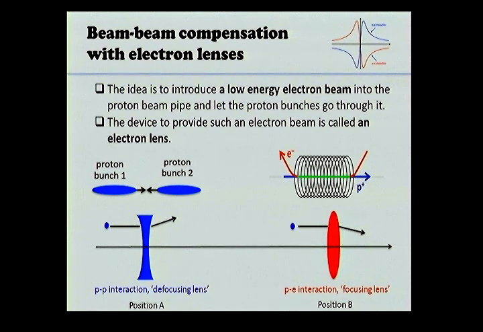This is the RHIC E lens. Here we use DC electron beams. We guide them into the beam pipe and through the interaction region, and after that, guide them out. It's a DC beam, and the proton bunches go from the left to the right and through the electron beam. And the interaction region is covered with a superconducting solenoid.